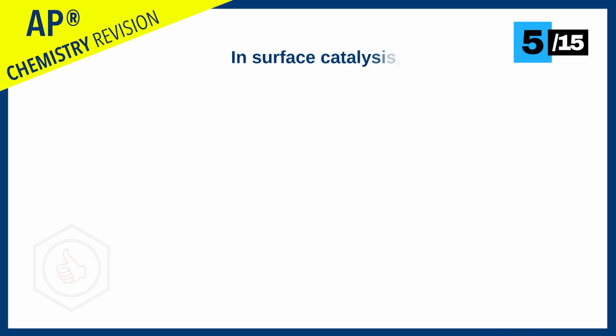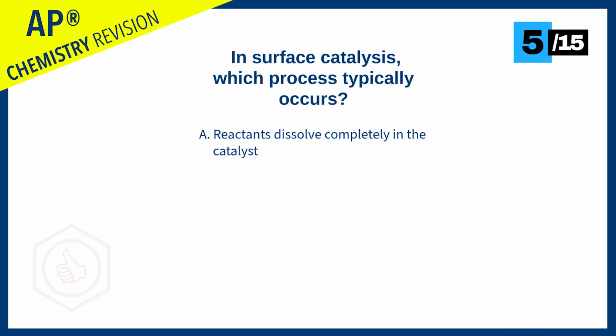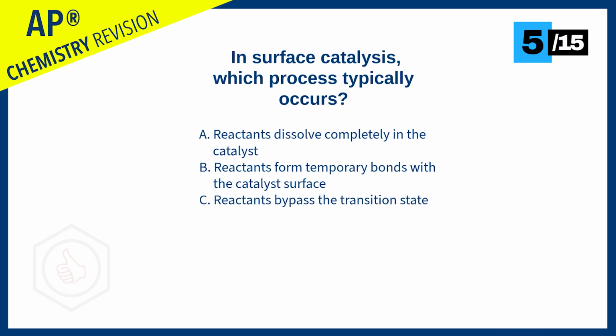In surface catalysis, which process typically occurs? Reactants dissolve completely in the catalyst. Reactants form temporary bonds with the catalyst surface. Reactants bypass the transition state. Or reactants react without intermediates.